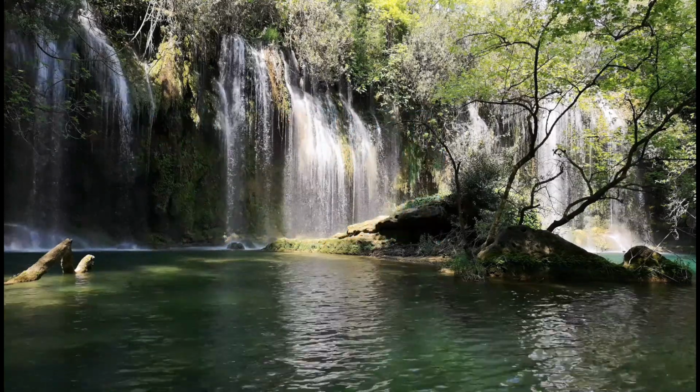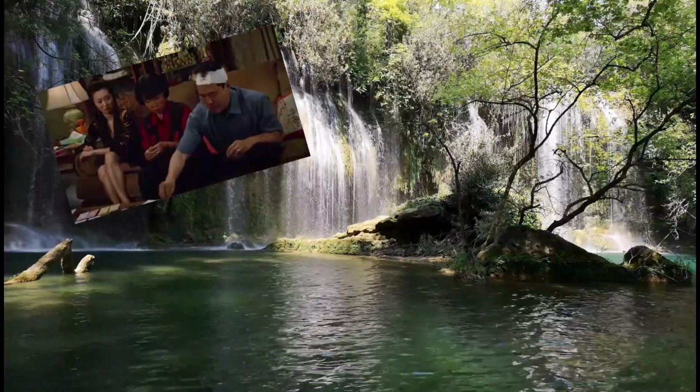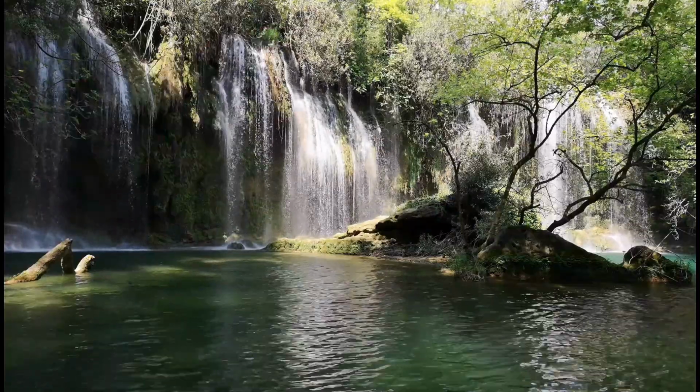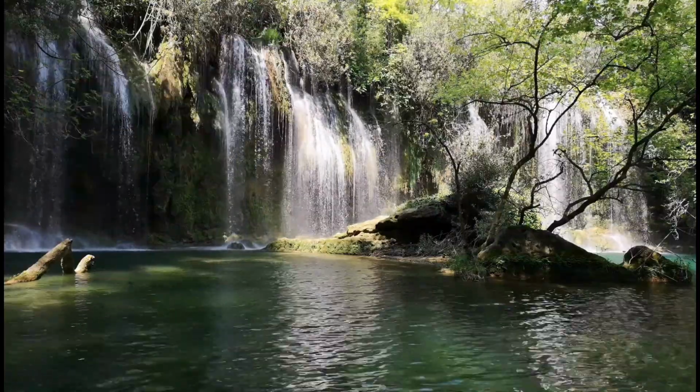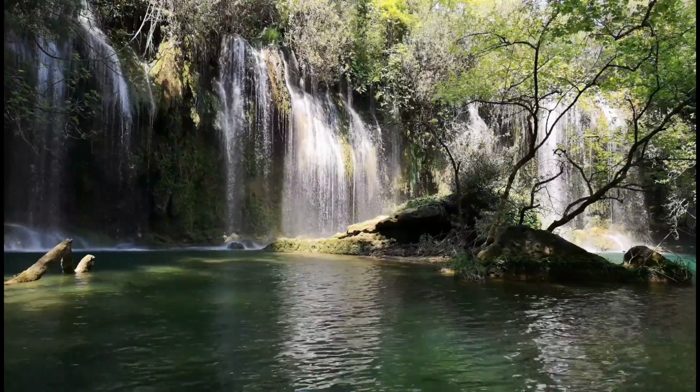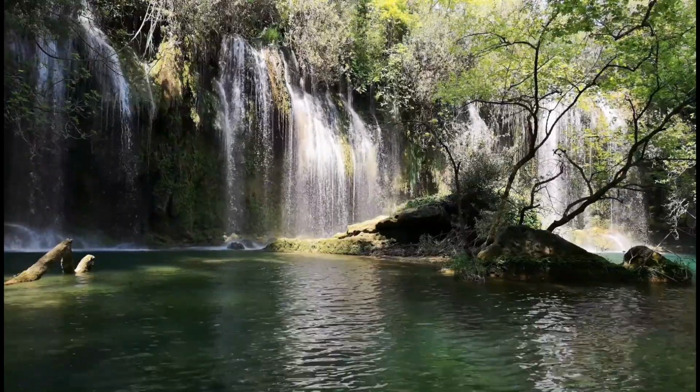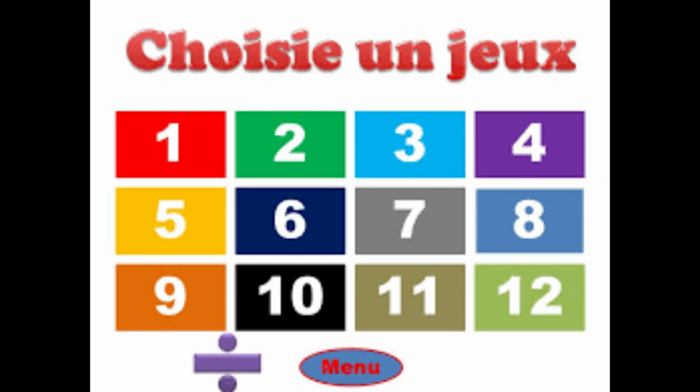How many waterfalls do you see in this natural jungle? 1, 2, 3, 4. How many trees can you see? 1, 2, 3, 4. Those are the natural numbers. 1, 2, 3, 4, 5, 6, 7, 8. Basic counting numbers are the natural numbers.